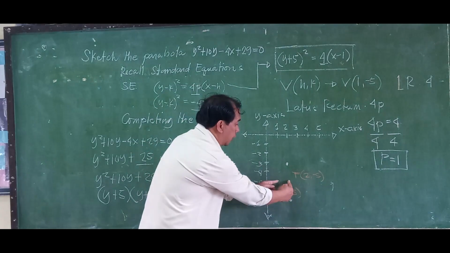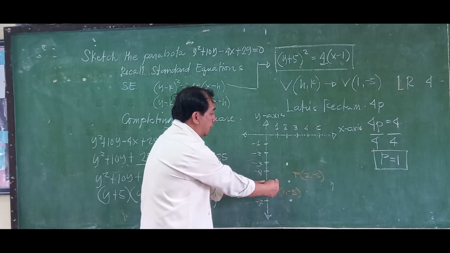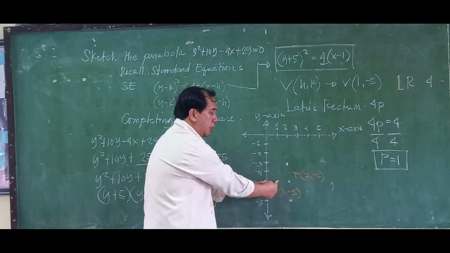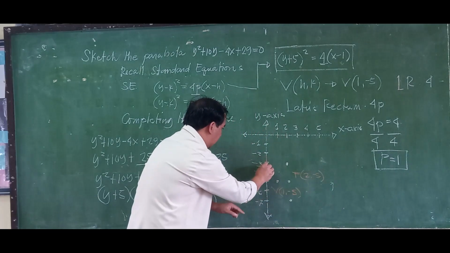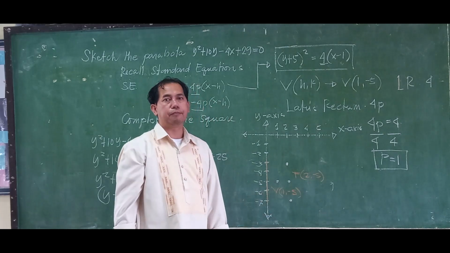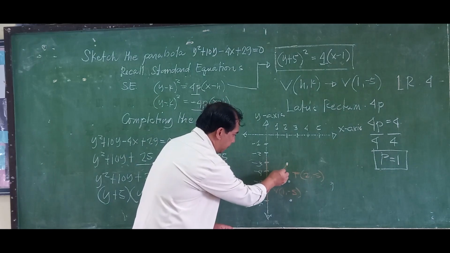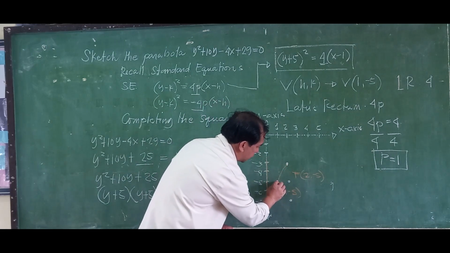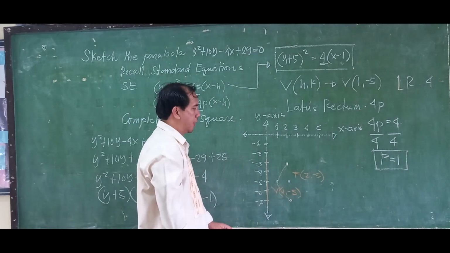Having said that one, you can now immediately locate the directrix. Why? We have now the focus, so the opposite of that one is in here. Now, it will follow what? It will follow the y-axis. Let's try to draw. Where is that? Let's draw. So, that is our parabola.